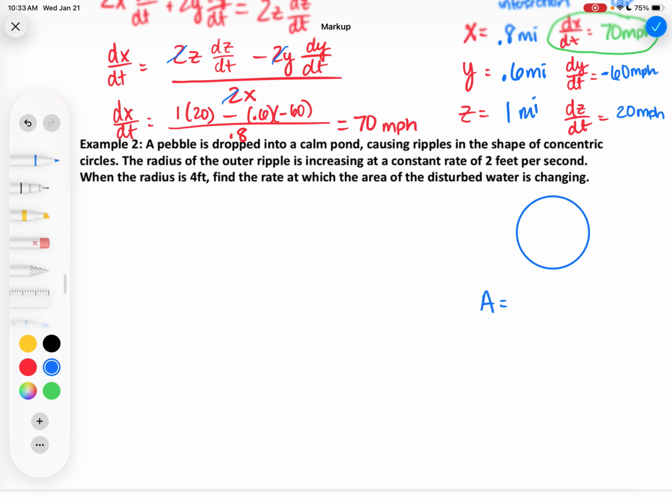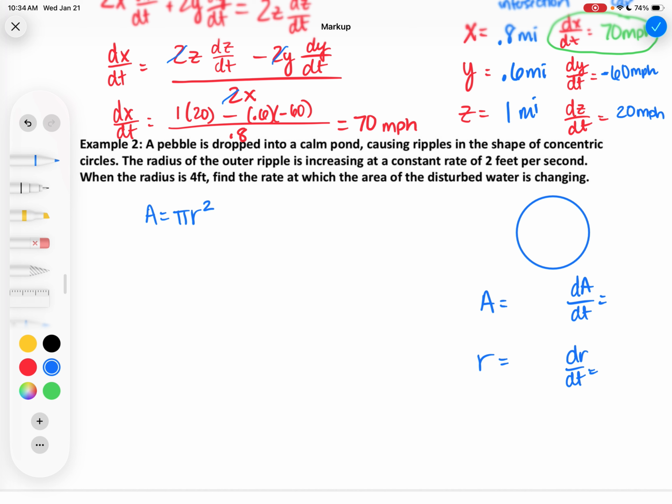Okay, so anyway, I'm dealing with area of a circle, so I know that really the only variables are area and radius, so A and R, and then I've got dA/dt and dr/dt. And I know that the area of a circle is pi r squared, so I'm going to go ahead and write that over here.